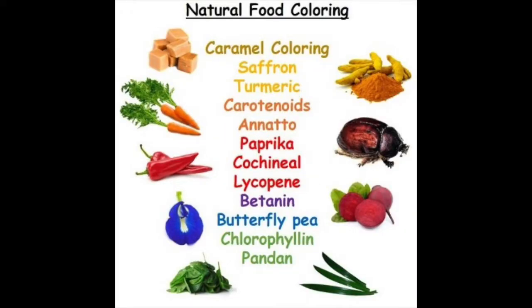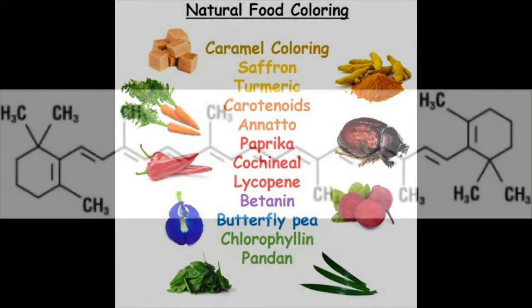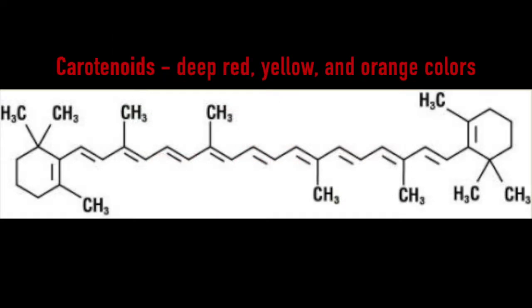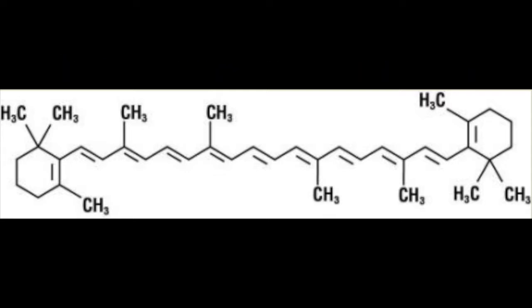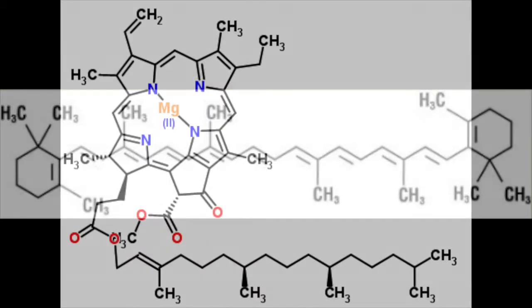Instead of artificial food coloring that you buy in the store, you can buy natural food coloring that comes straight from the food you're eating. One of many natural food colorings are carotenoids. Those are the deep red, yellow, and orange colors. But don't eat too many foods that contain beta-carotene. Your skin may turn orange, but don't worry, it's harmless.